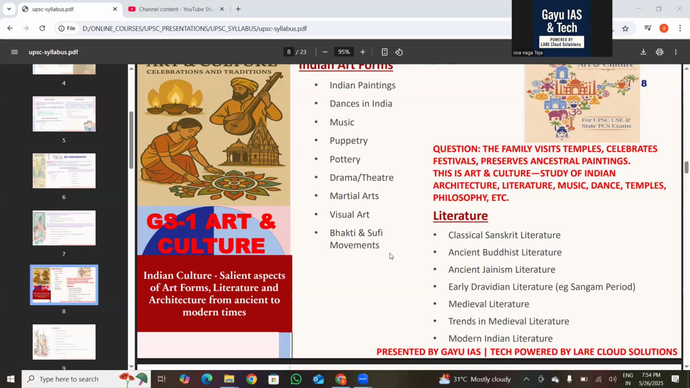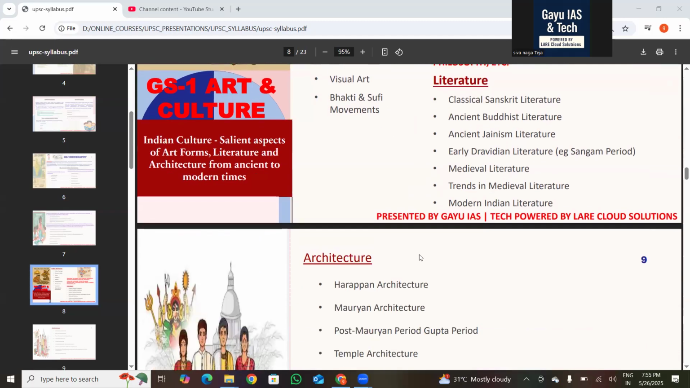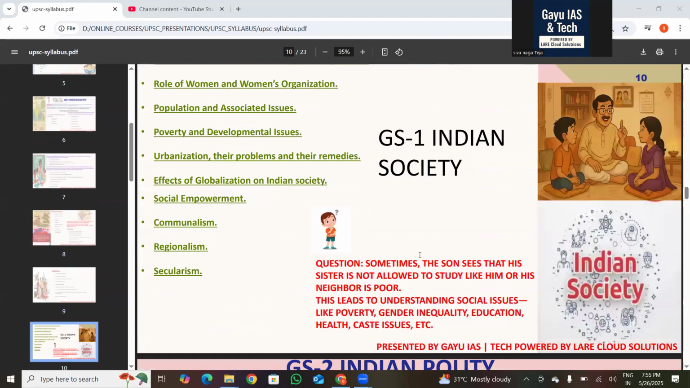Till now, we have studied art and culture, ancient history, medieval history, modern history, and geography. Now the last part is Indian society. We'll study about Indian society. Before going to Indian society, I will give the mnemonic I made, not an explanation. Please write this mnemonic down and decode it.